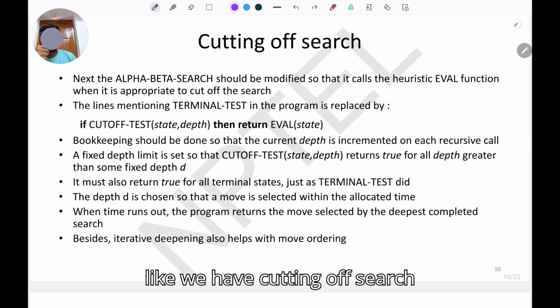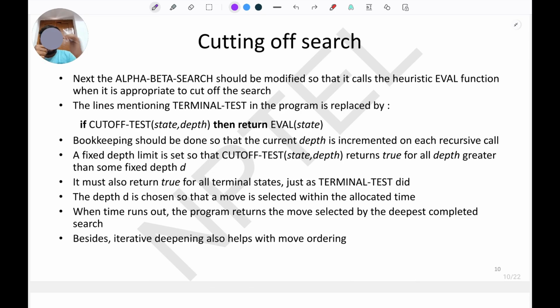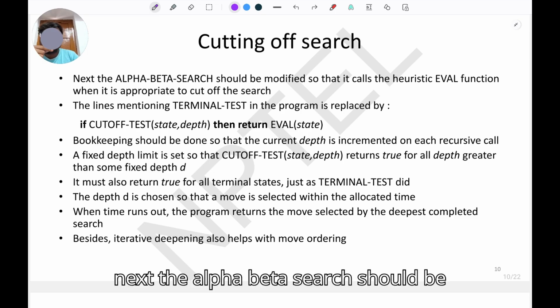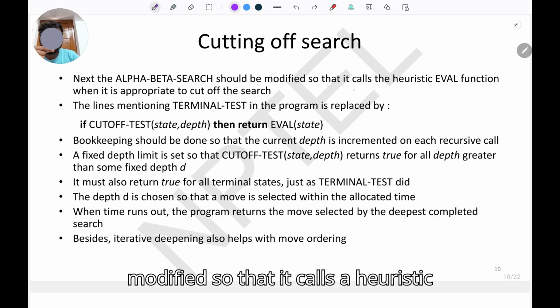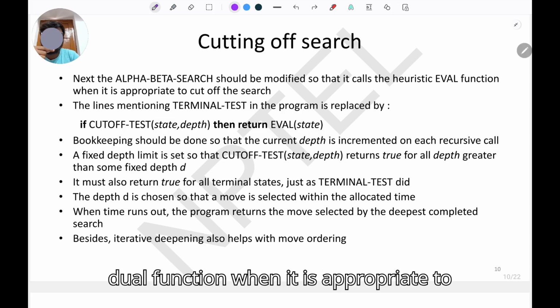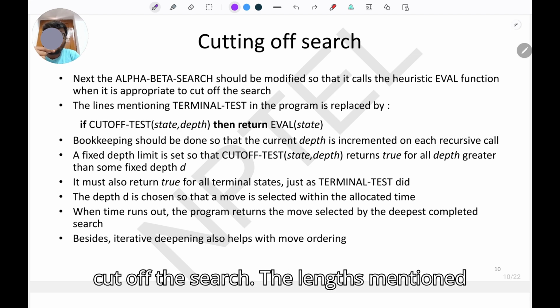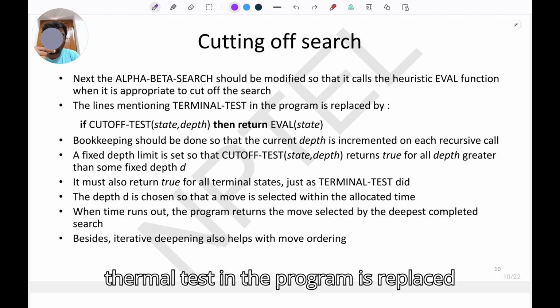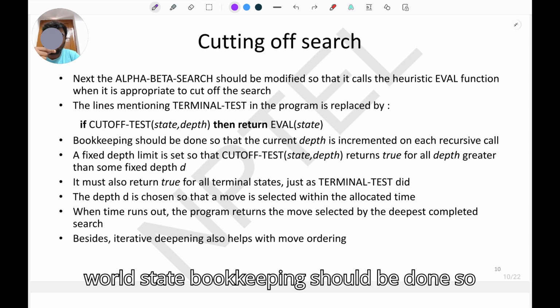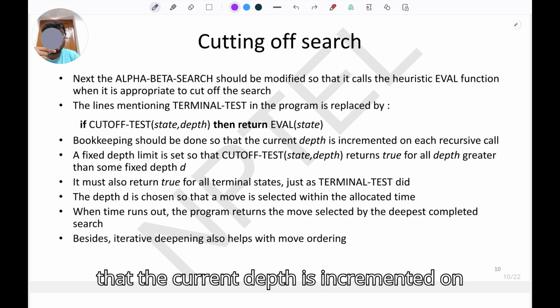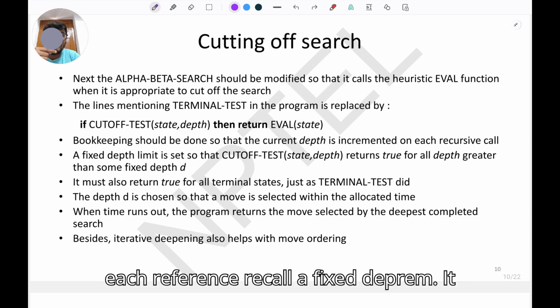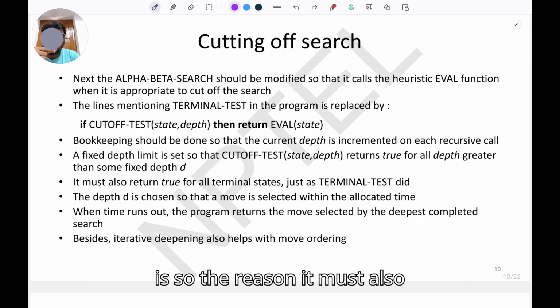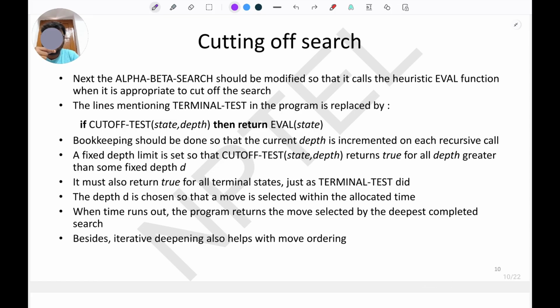Like we have cutting off search. Next, the alpha-beta search should be modified so that it calls a heuristic eval function when it is appropriate to cut off the search. The line mentioned in terminal test in the program is replaced by: if cutoff-test(state, depth) then return eval(state). Bookkeeping should be done so that the current depth is incremented on each recursive call. If a fixed depth limit is used, it must also return true for all terminal states. That also helps with move ordering.